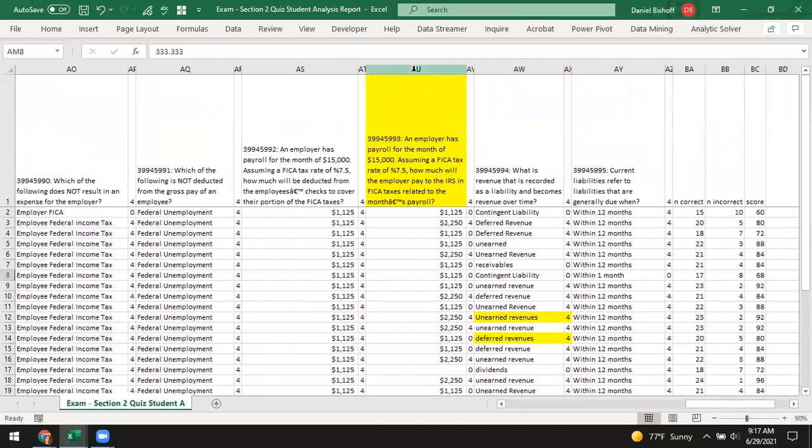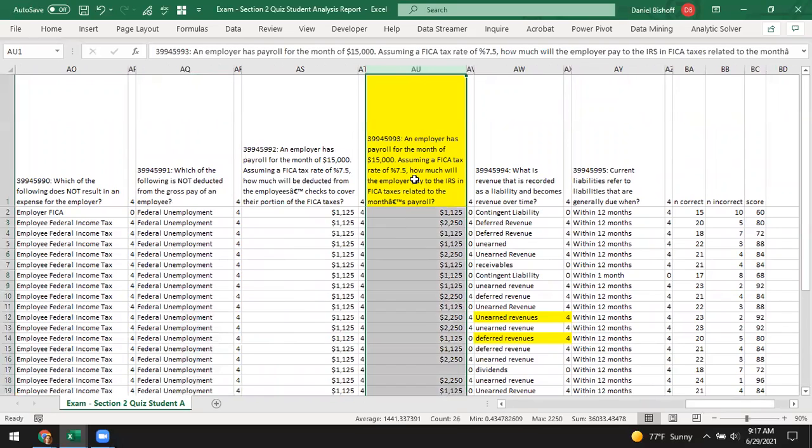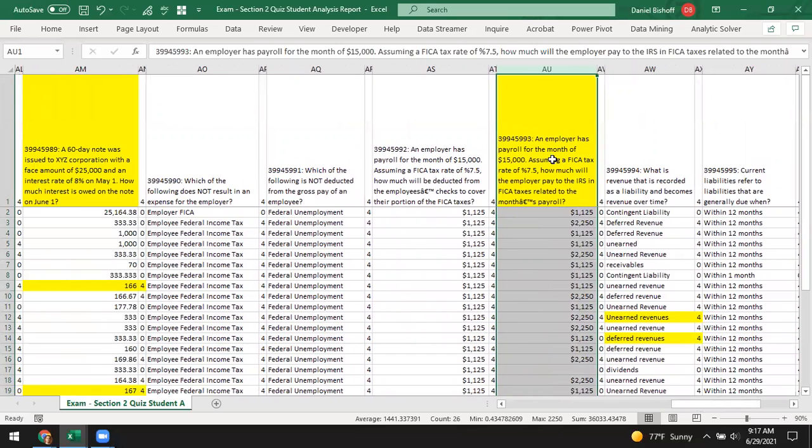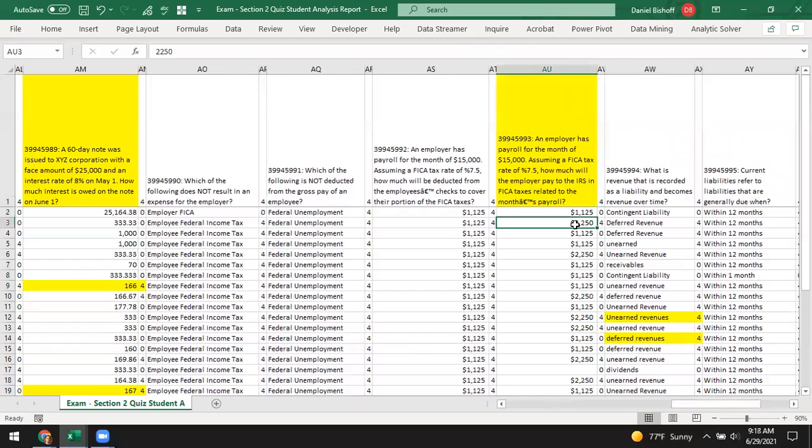Okay, last one. I think a lot of you probably feel like this one is a trick question. I'm not going to calculate this one. How much will the employer pay to the IRS? So the employer has to pay all FICA taxes, employee portion and employer portion. So the correct amount is the employer plus the employee portion. So 15,000 times 7.5% times 2.